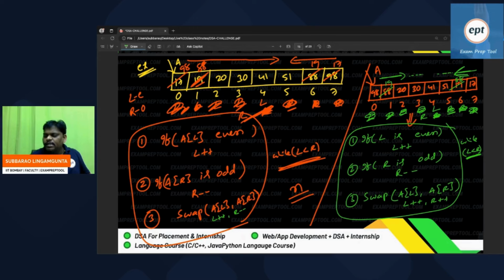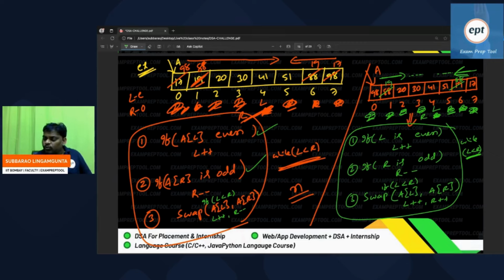He is coming like this. Whenever crossing happened, you can stop. Before going to swap, here also, if you want, you can check one condition. If L less than R, then only do swap. Because after completion of these two people, there may be a chance that they may cross. If they cross, you need not do anything. So the program, you can manage very well.